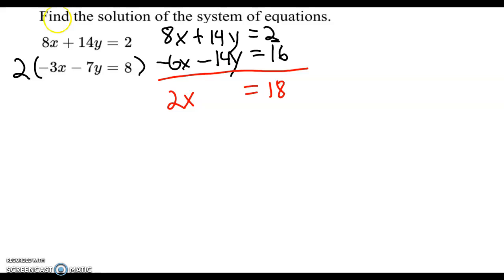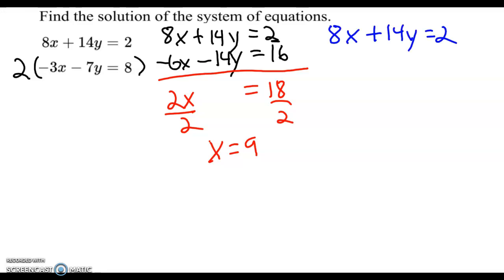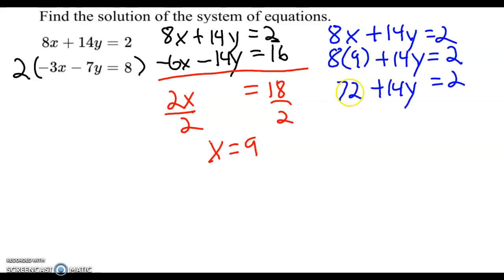Now I can add it and it'll eliminate. The 14s go away. I get 2x is equal to 18. One variable. And now I can solve for x. Divide by 2 and x is equal to 9. Now I'm going to take this 9 and plug it in. 8 times 9 plus 14y is equal to 2. I get 72 plus 14y is equal to 2.